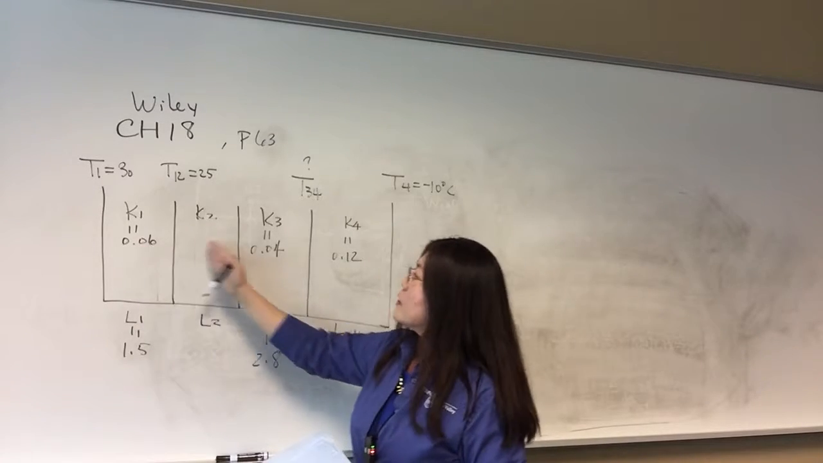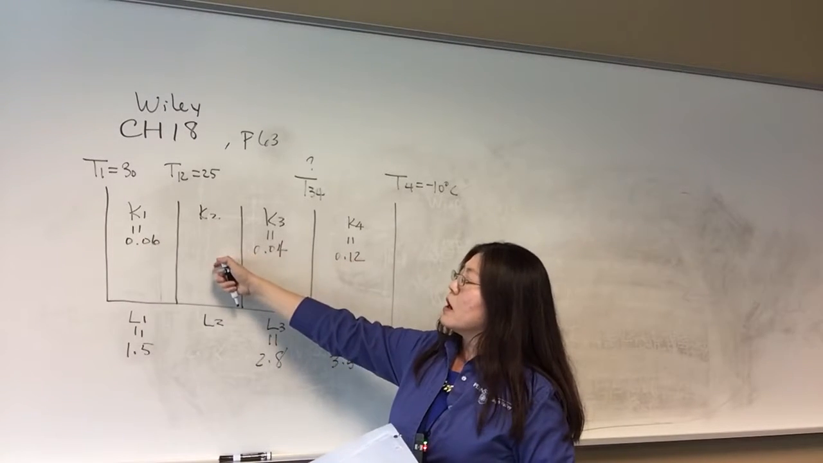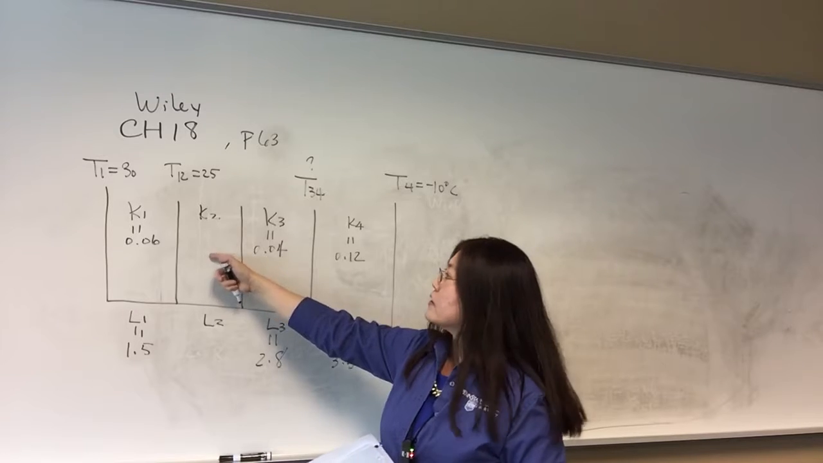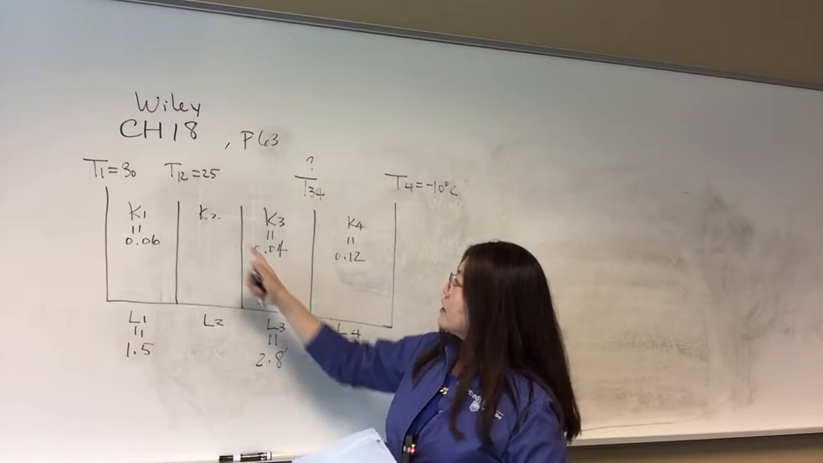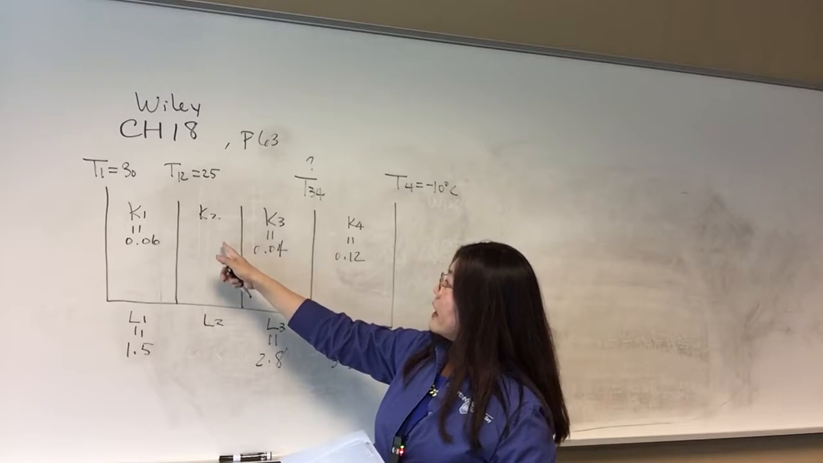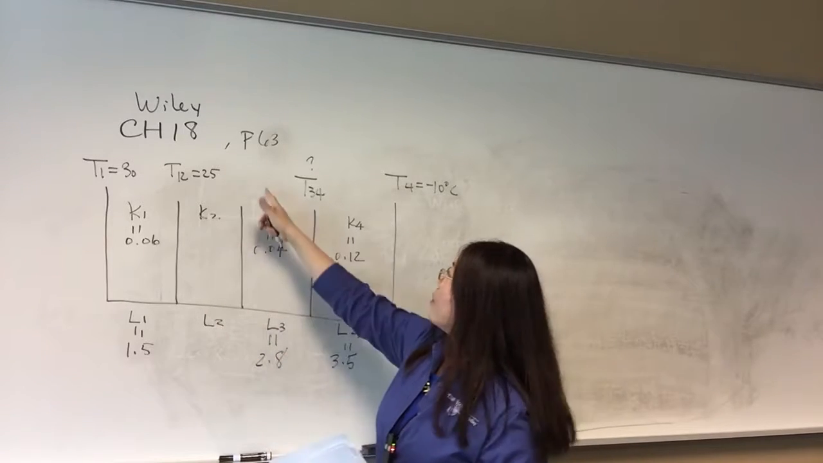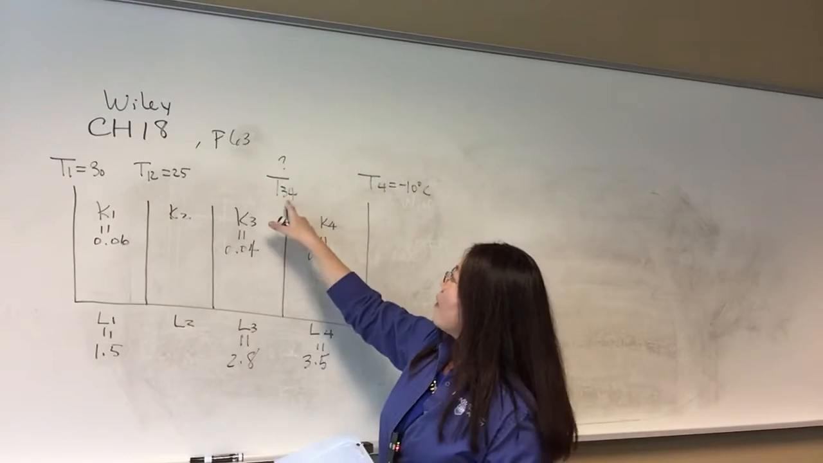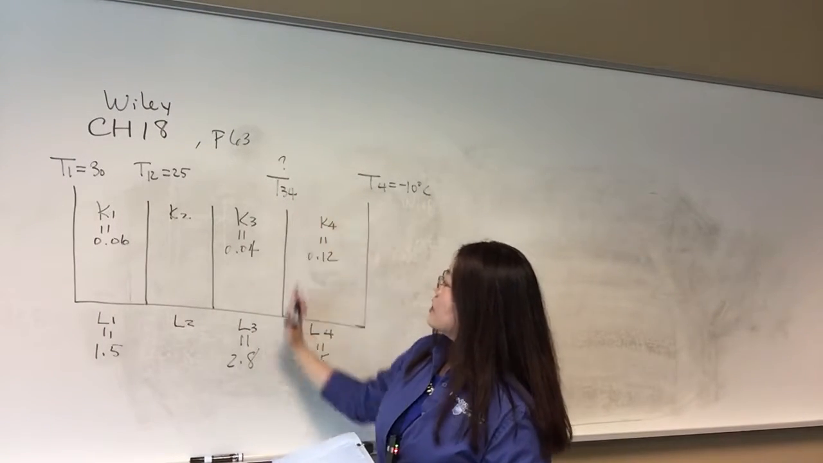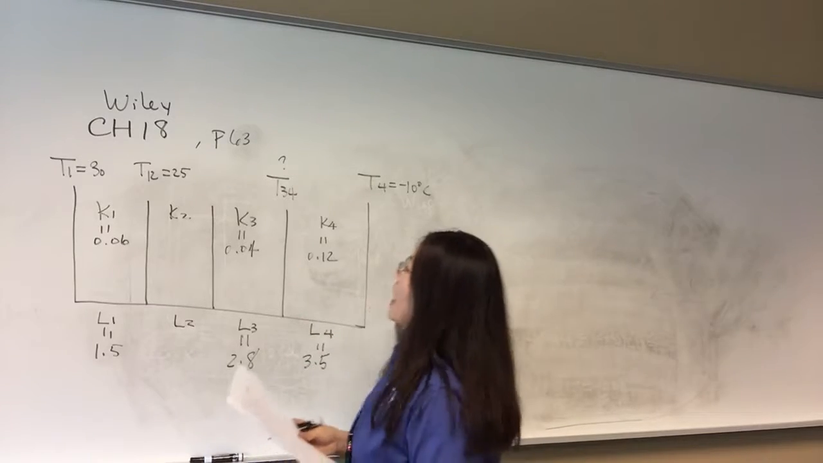Through these different materials, the thermal conductivity has different values, and the thickness also has different values. K2 and L2 are unknown, and we are not given this temperature. Based on this information, you want to find the temperature between these two layers. So how do we do this?